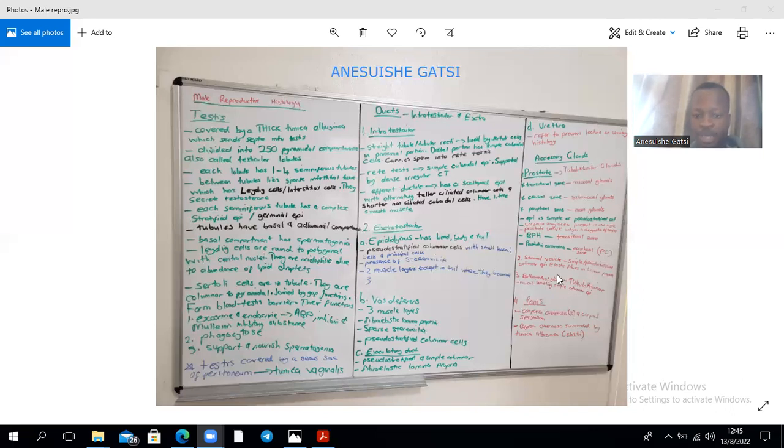Then the last two are the bulbourethral glands, which are also known as the Cowper's glands, which are mucus-secreting glands with a simple columnar epithelium. They're tubuloacinar, and they're pea-sized structures. These are the bulbourethral glands.